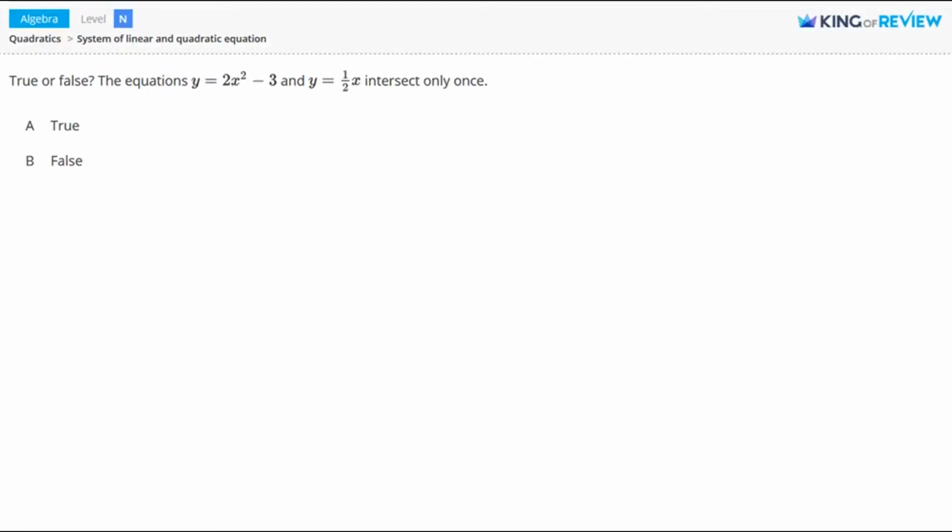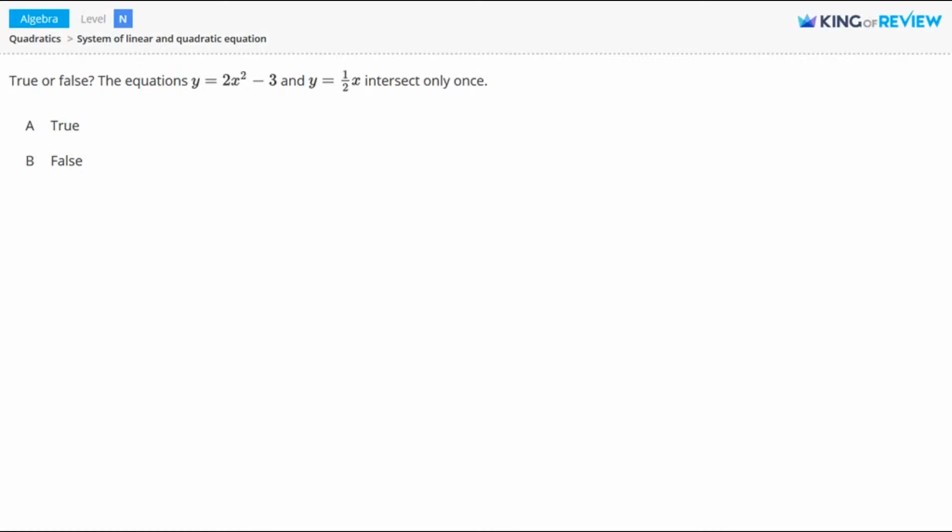True or false? The equations y equals 2x squared minus 3 and y equals 1/2 x intersect only once. There are a couple of ways to solve this problem. You could use substitution and find out how many values of x you get. That would tell you how many intersections there are. Or you can graph these two equations and visually see where they intersect and count the number of intersections.